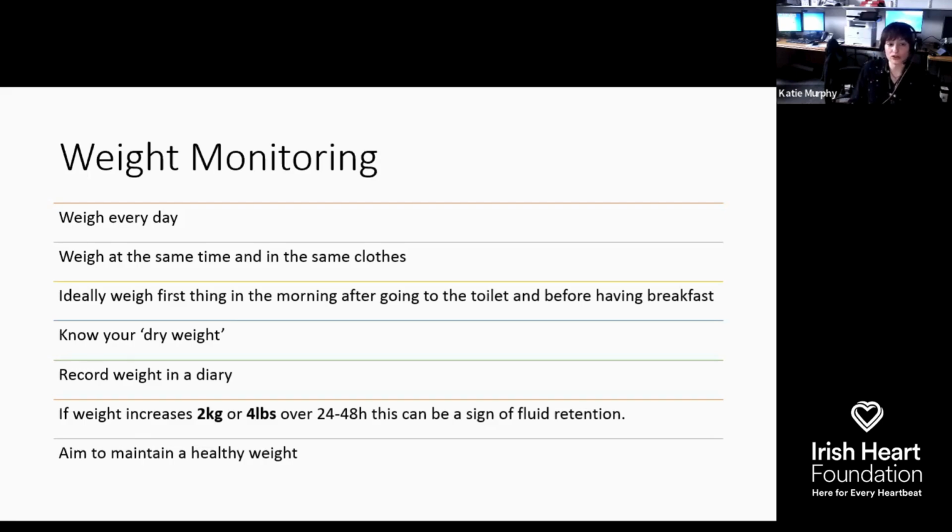And so if you know your dry weight, then you'll know when your weight is becoming a problem from a fluid point of view. The easiest way to know this is oftentimes the weight that you get discharged with when you're leaving the hospital if you've had a heart failure hospitalization. We recommend recording your weight in a diary. Essentially, the thinking is that it's very, very difficult to put on 2 kilos of fat in a day or 2 kilos of muscle.